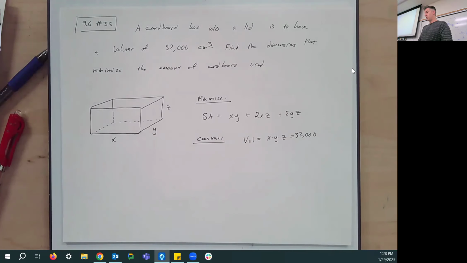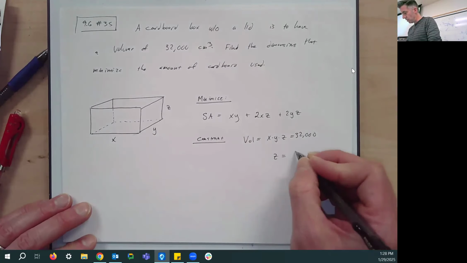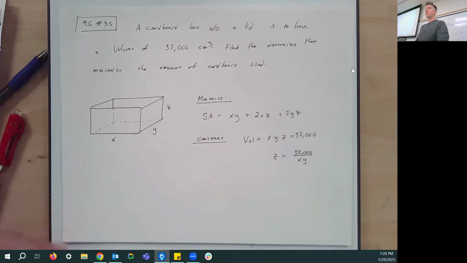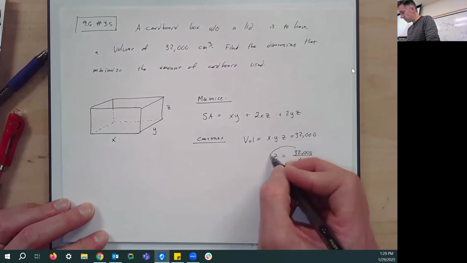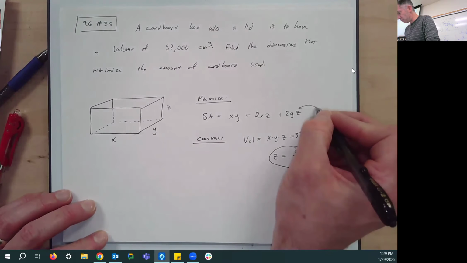And then you can isolate any one of those three variables in this constraint. Again, the typical choice is picking Z. So we're going to say that Z is equal to 32,000 divided by X times Y. It might end up being nicer to write it as 32,000 times X to the negative first times Y to the negative first. We'll see if that's helpful. So then we're going to plug that in to the thing we're trying to minimize, so it becomes a function of two variables.